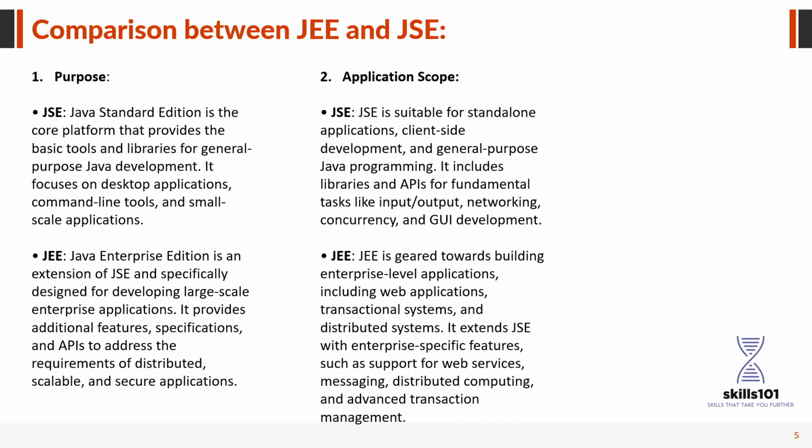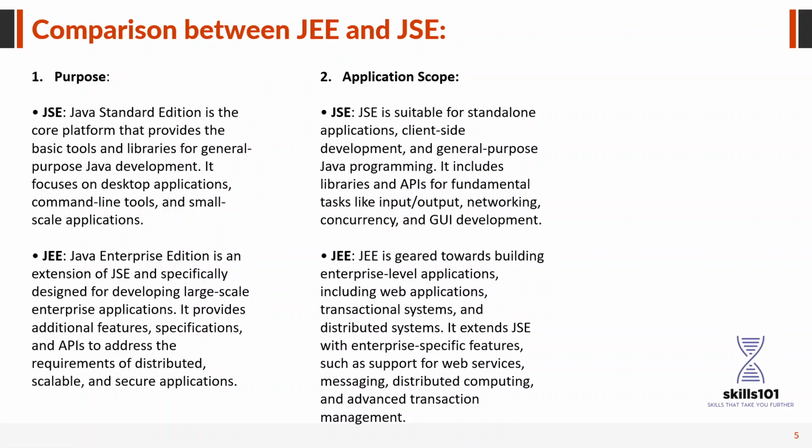So if you look at both parts, Java Standard Edition is core Java, and Java Enterprise Edition is advanced Java. What was the purpose of core Java and advanced Java? Core Java's purpose was to create basic tools and libraries in general, mainly focused on desktop applications and command line tools, small-scale applications. Advanced Java is used to create APIs, scalable and secure applications, distributed applications that work on the server part.